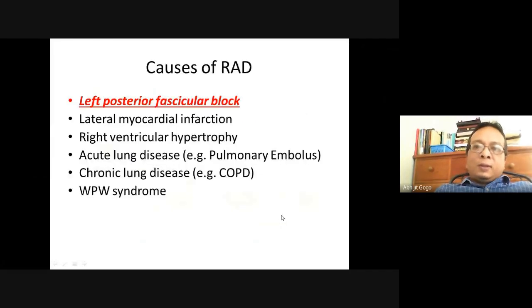So what are the common causes of right axis deviation? We'll stick to this. Number one is left posterior fascicular block. This is one of the common causes of right axis deviation, when the left posterior fascicle is blocked.